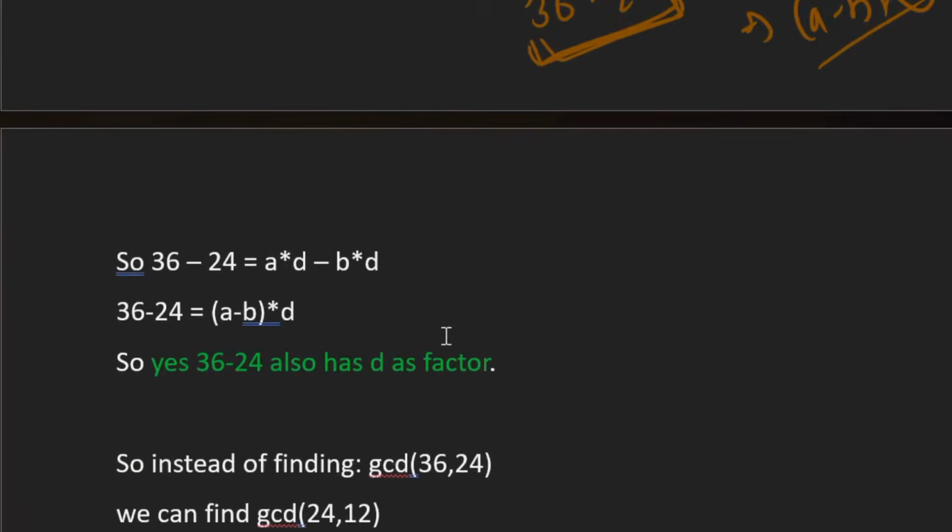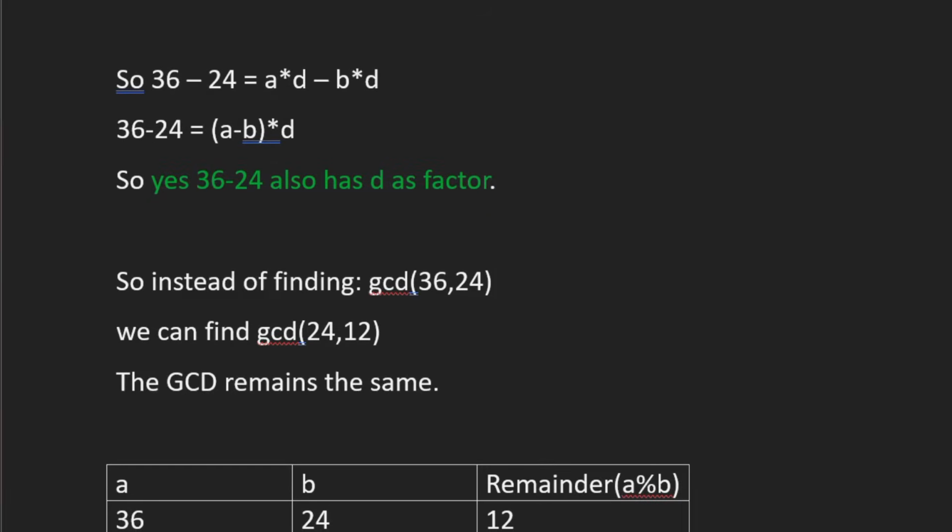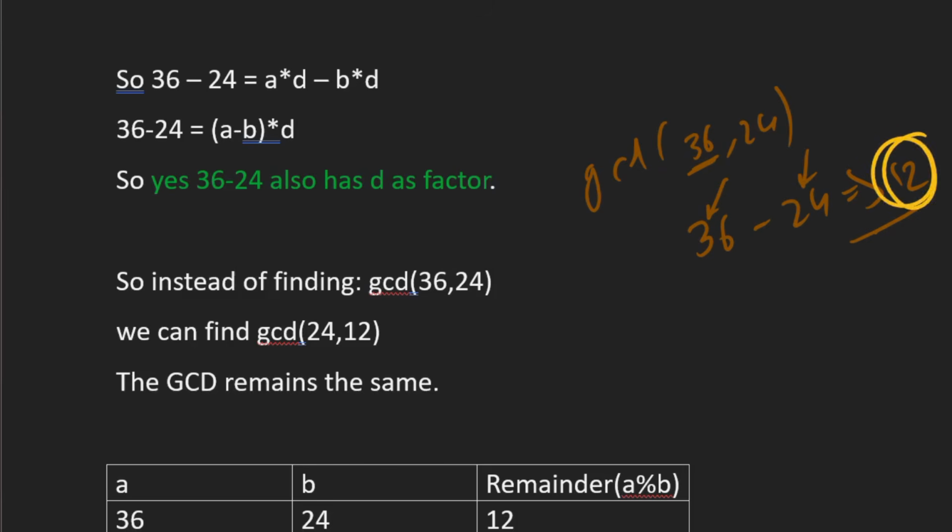So using this, what we'll do is, suppose you have to find the GCD of 36 and 24. Now instead of taking 36, we can take the subtraction 36 minus 24, which is 12, right? Because any number that divides both these numbers will also divide this number. We have also seen the proof.